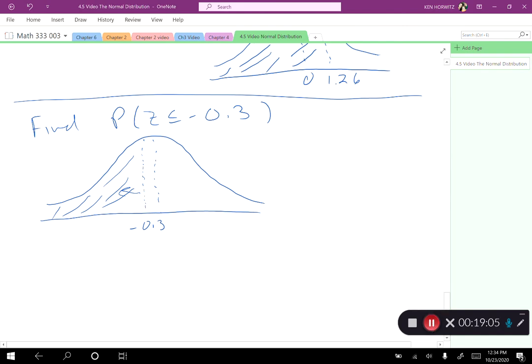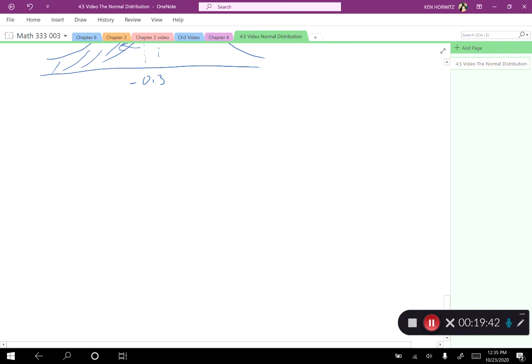All right, so if you look down the z column to negative 0.3, and then went across to the hundredths place of 0.00, the area I got, or in this case, I probably would say the probability that z is less than or equal to negative 0.3 equals 0.3821. Once again, very, very straightforward, looking for area to the left. All right, so let's do another one.